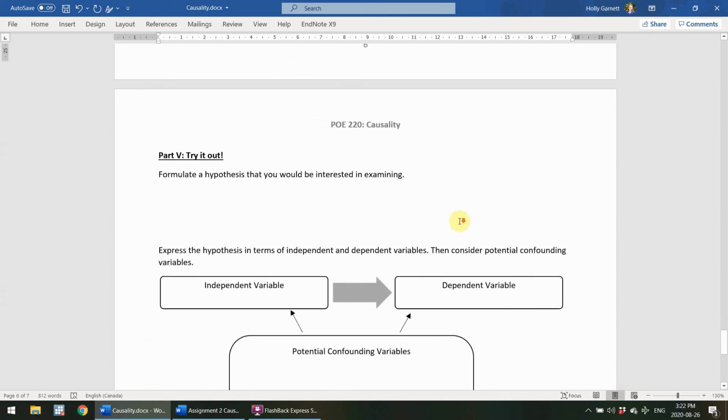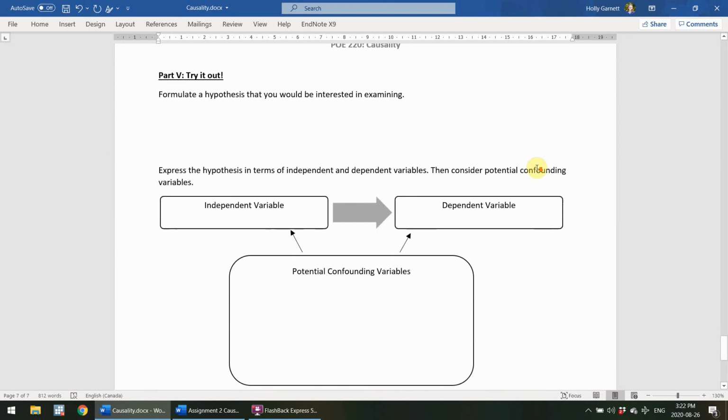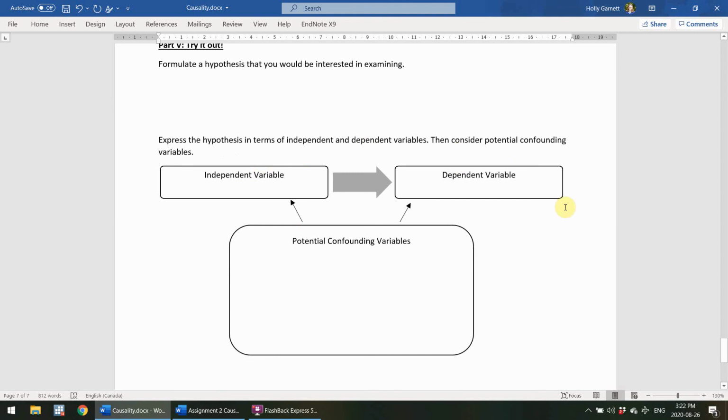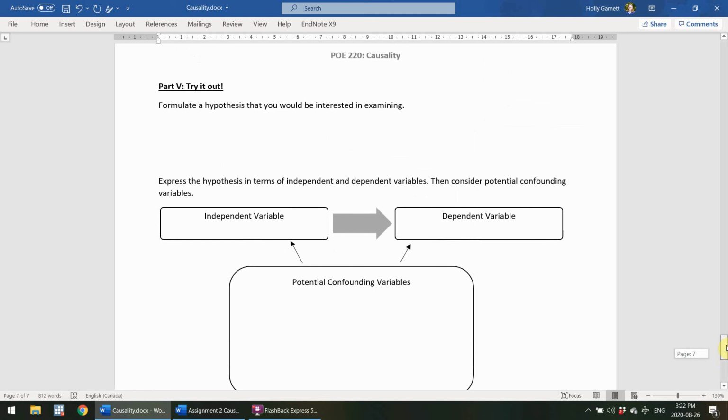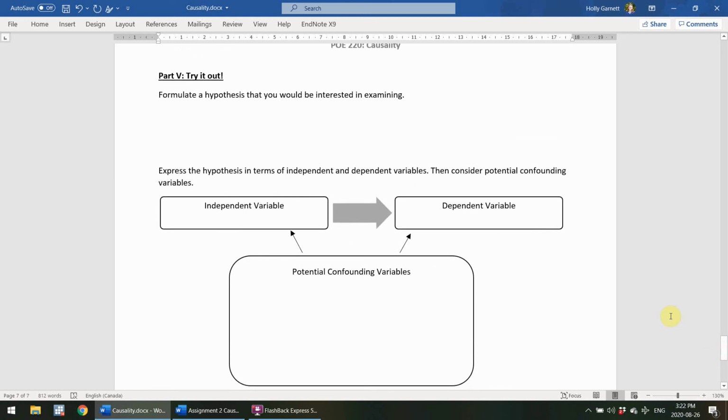So your second job this week is to try this out. Formulate a hypothesis, again, from the social or political world, express this hypothesis in terms of independent and dependent variables, and think of a few confounding variables. I think that'll really get your brain going to start thinking more clearly about how different variables are related and how they might not be related too.